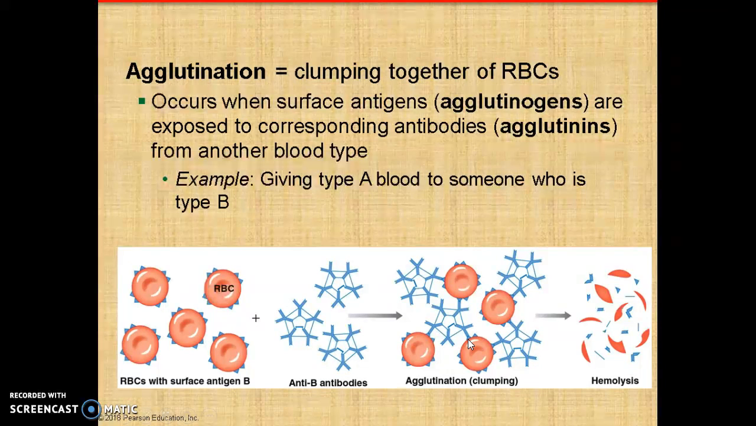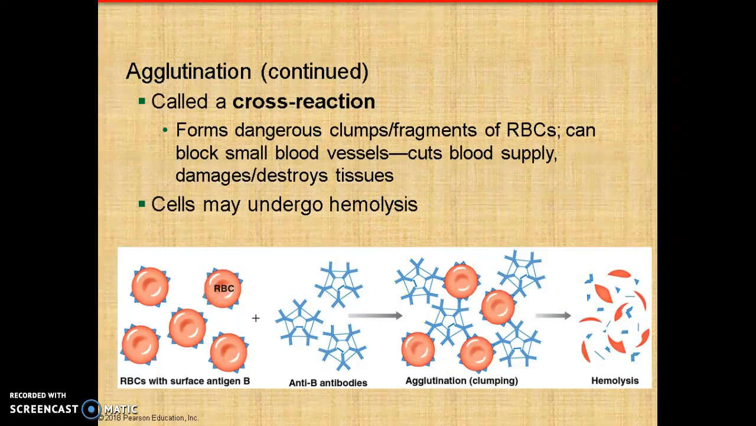So we cannot give type A blood to someone who is type B because type B blood contains anti-A antibodies. This is called a cross reaction, and it will cause damage throughout the body, clumping throughout the body, and it will destroy tissue and cause death.